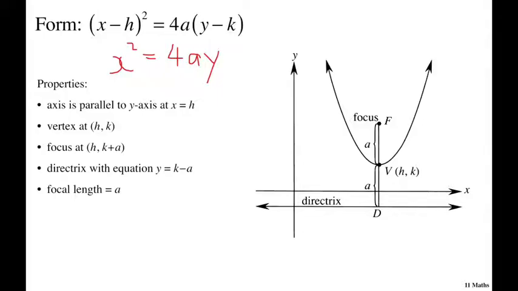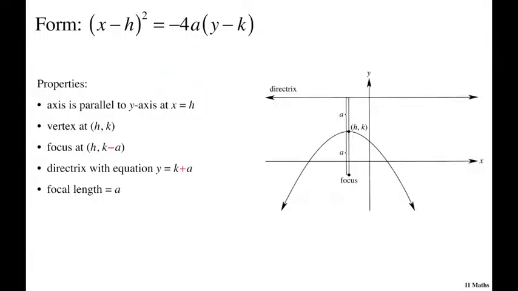Well, if the vertex is no longer at 0, 0, instead of x squared, we get x take h squared. The 4a stays the same. Instead of a y, we get y take k. And the new vertex is now at the point h, k, which comes from our brackets. Don't worry too much about the focus and the directrix. We'll sort that out in a moment with a bit of logic. And the focal length is always a.